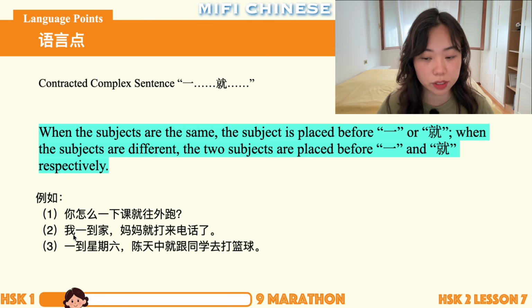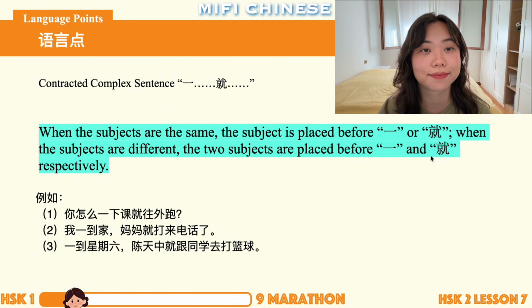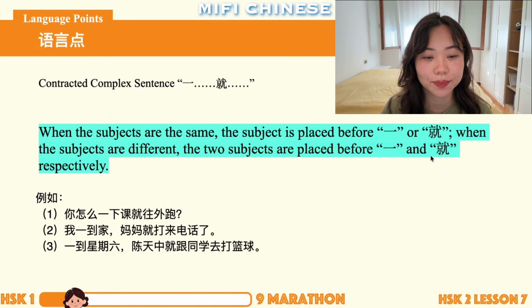Now, let's see something special. The third one, 一到星期六，陈天中就跟同学去打篮球。So this one, which situation do you think it is? Is the first one right here, or is it the second one? Which one do you think?